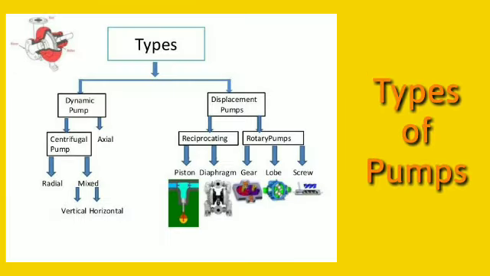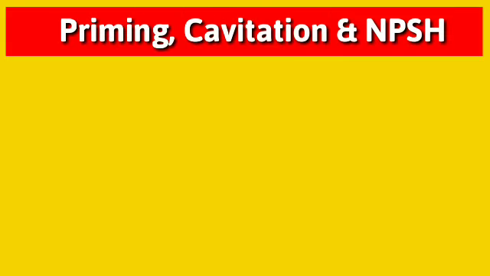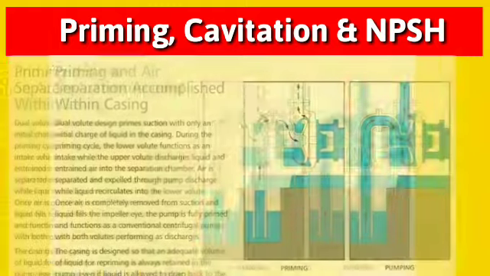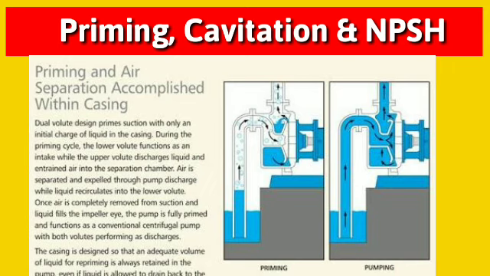One type of classification of pumps is dynamic type and another one is positive displacement type pumps. In dynamic pumps, there is the centrifugal pump, whereas in positive displacement pumps, there are piston pump, gear pump and screw pump. Before we jump to pumps, I would like to discuss three very important terms. Number one is priming of pump, number two is cavitation and number three is NPSH, that is net positive suction head.